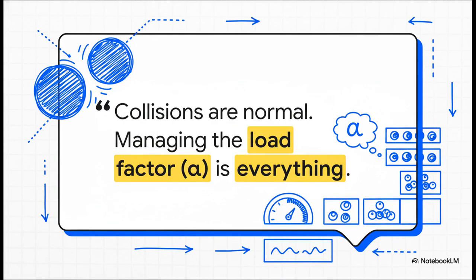So look, if you only remember one thing from all of this, let it be this. Collisions aren't your enemy. They're just a fact of life in hash table land. The real game, the art of building a high-performance system, is all about being obsessed with managing that load factor. You keep alpha low, and your table will be blazing fast, period.